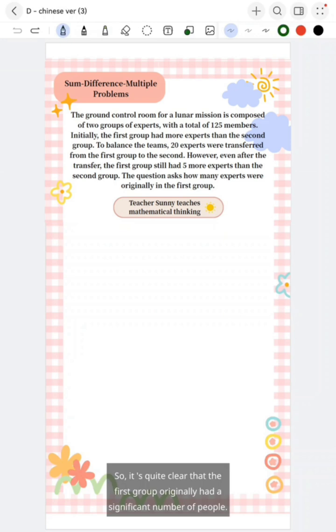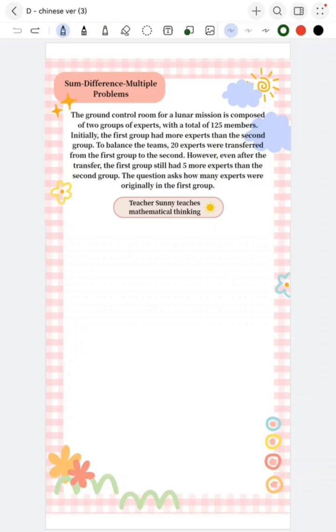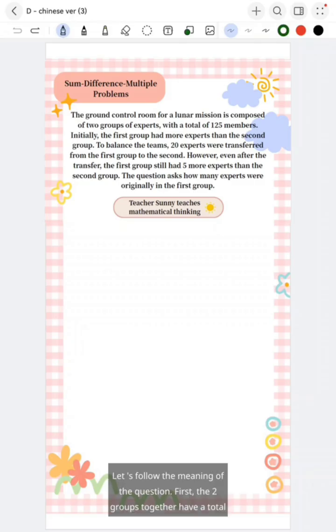So, it's quite clear that the first group originally had a significant number of people. Even after transferring 20 experts to the second group, the first group still has more members than the second group. So, how do we solve this problem? Let's follow the meaning of the question. First, the two groups together have a total of 125 experts.